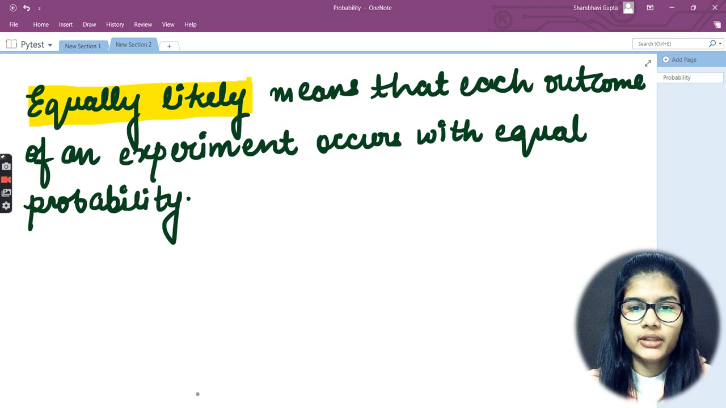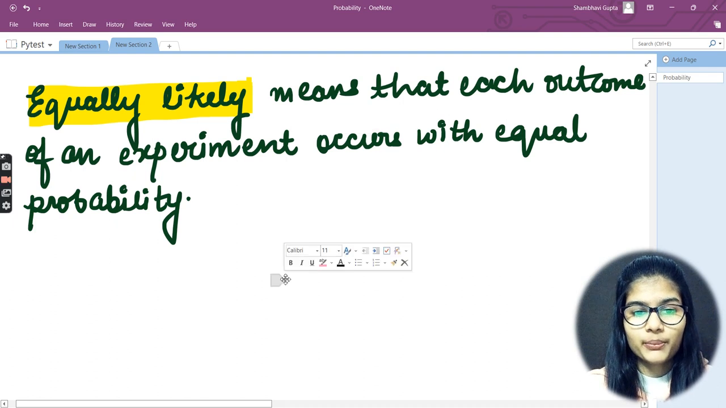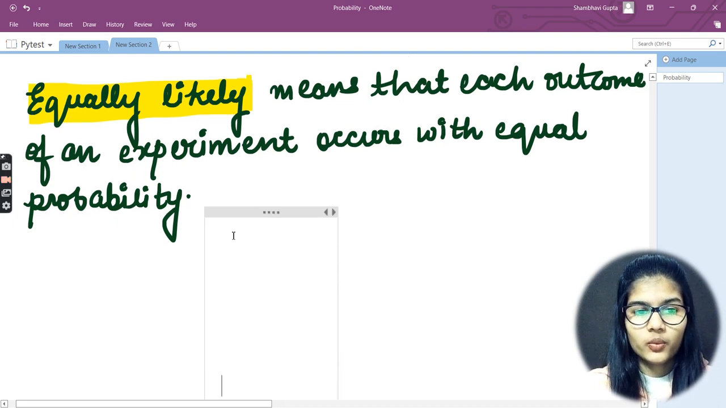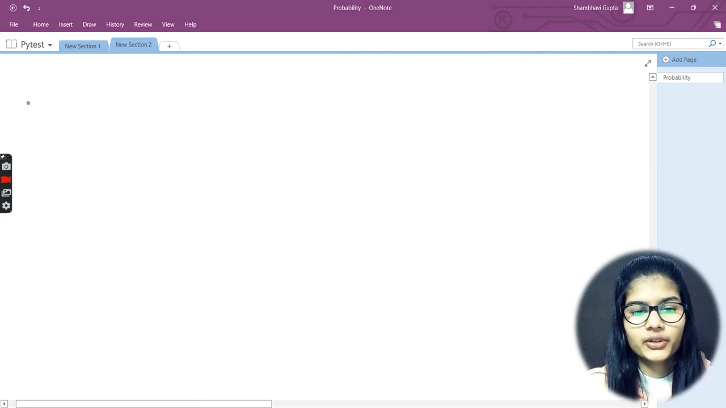So equally likely means that each outcome of an experiment occurs with equal probability. This is what equally likely actually means. Now, if I have to compute the probability for that, how will I do it? So let's check that out here.